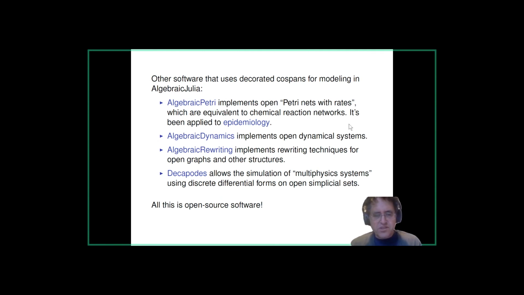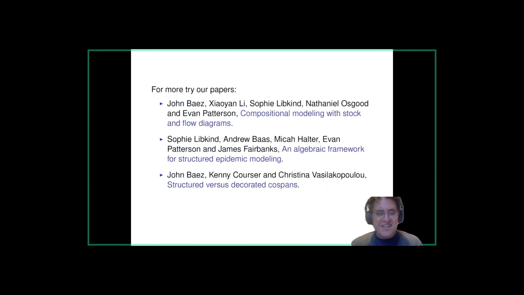So all of this is open source software, and if you get my slides and you click on these blue things, you can get to the software, or sometimes also papers about it. And so we're building up basically a large repertoire of different simulation methods, all in the same category theoretic framework. And again, I'm saying we because I'm so proud to be involved in it, but the people who are writing the code don't include me. So I'm more on the theoretical end of things. And if you're interested in the theoretical end of things, I recommend these papers.